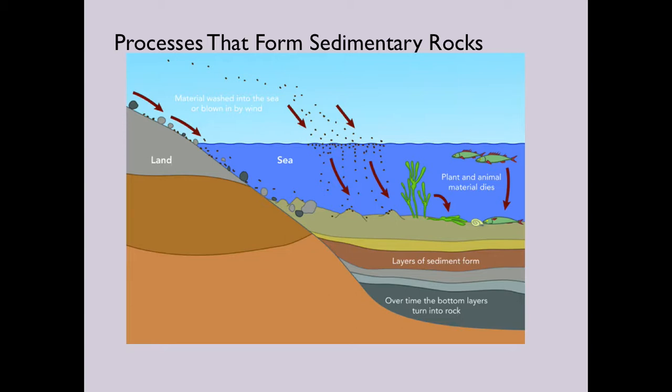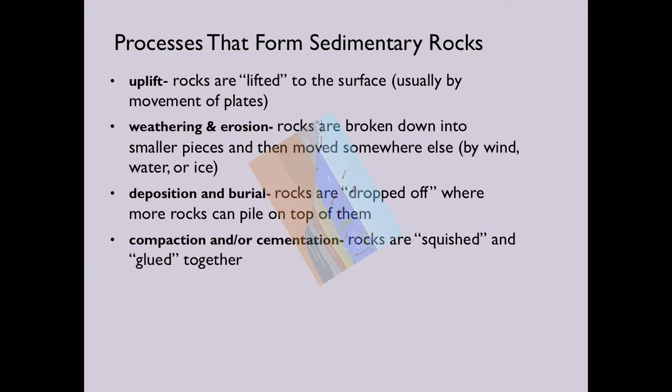Then they get dropped off somewhere. So a river might carry sediments to the ocean where they drop off into piles. Sometimes then plants and animals also die and end up in those same piles. Layers of sediment form, and over time the bottom layers turn into rock. So definitions of these processes are here. Feel free to pause if you'd like to write them down.